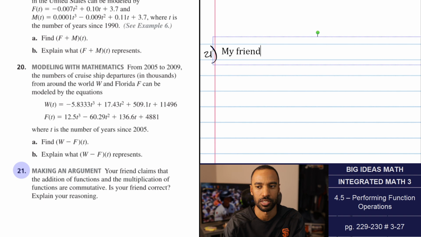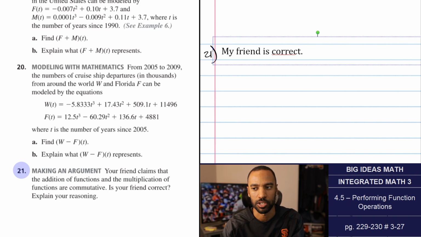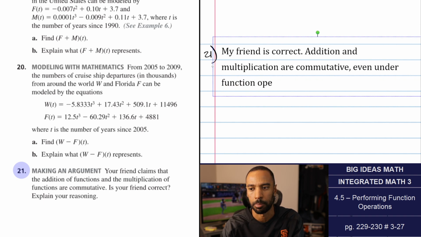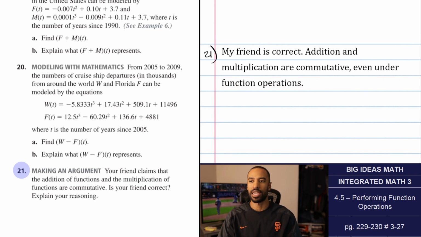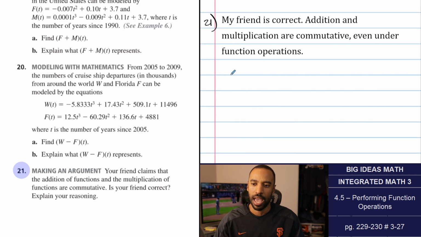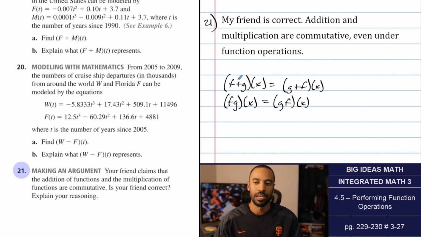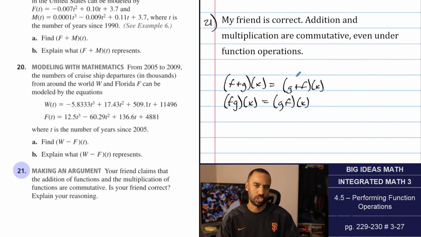I'm going to say my friend is correct. My friend for once is correct. Addition and multiplication are commutative, even under function operations. So what they're saying there is that, for example, f plus g of x is the same thing as g plus f of x. And f times g of x is the same thing as g times f of x. And remember, I hate writing it this way, but doing f of x plus g of x should be the same thing as g of x plus f of x.